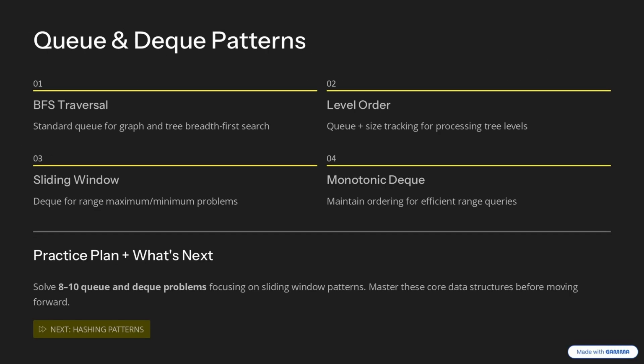Let's summarize patterns. Breadth-first search uses a queue. Level order traversal uses queue plus size trick. Sliding window maximum or minimum uses a monotonic Deque. Pattern recognition is everything.